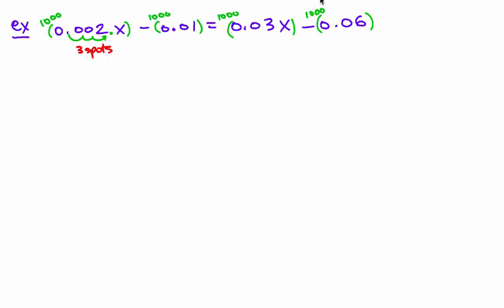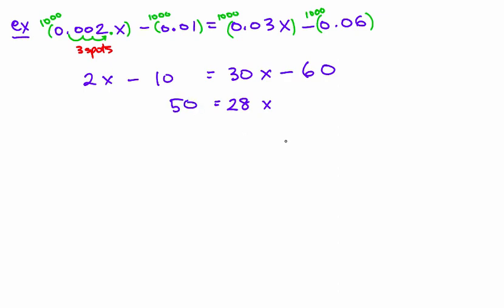And if I move it over 3 spots, I end up with 2x minus 10 is equal to 30x minus 60. Now I complete this question by moving all the x's to one side and the numbers to the other side. I like making all the x's positive, so subtract 2x on this side and subtract 2x on this side. Add 60 and add 60, and then divide by 28 and divide by 28. I get 50 divided by 28, and I reduce that. You can flip the equation around if you really like having the algebra on the left-hand side.